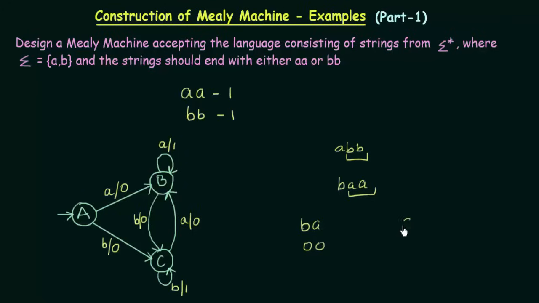Now let's say we got the sequence AA. A, on getting input small a, goes to B and prints 0, and then on reaching B it gets another A and it prints 1. When we see this 1, we understand that there was an AA. So we have designed the Mealy machine that accepts the language that ends with either AA or BB.